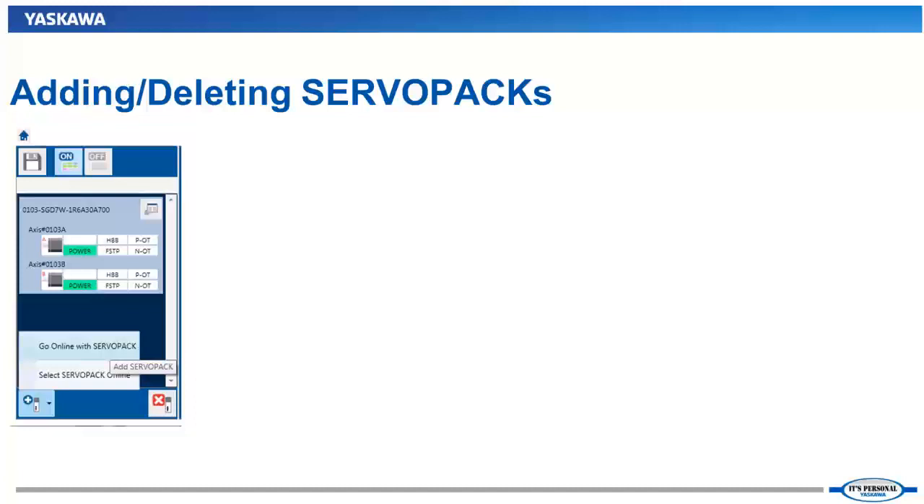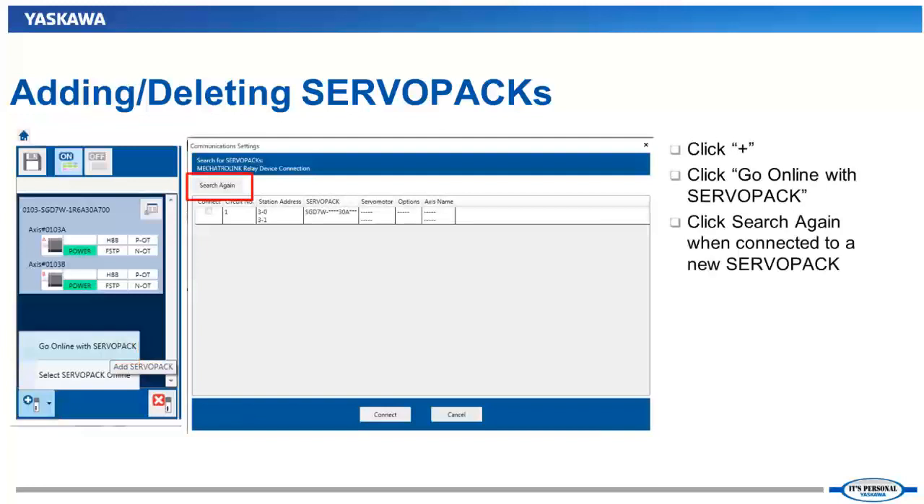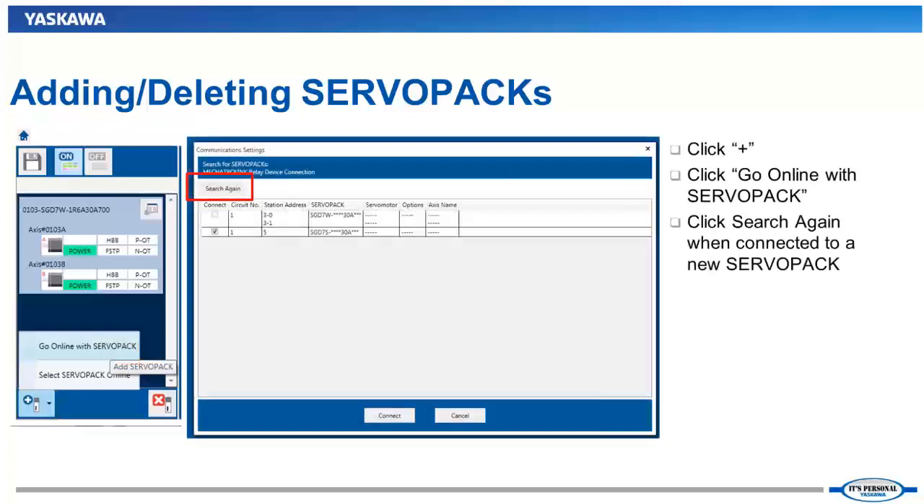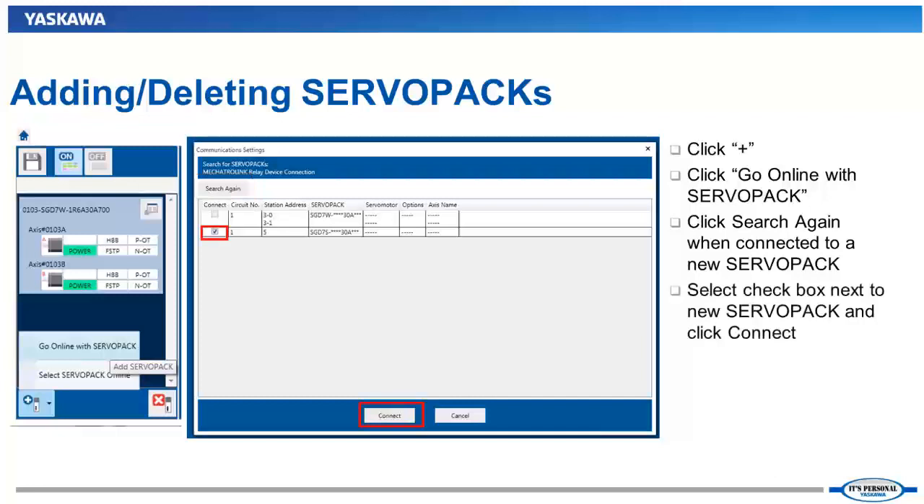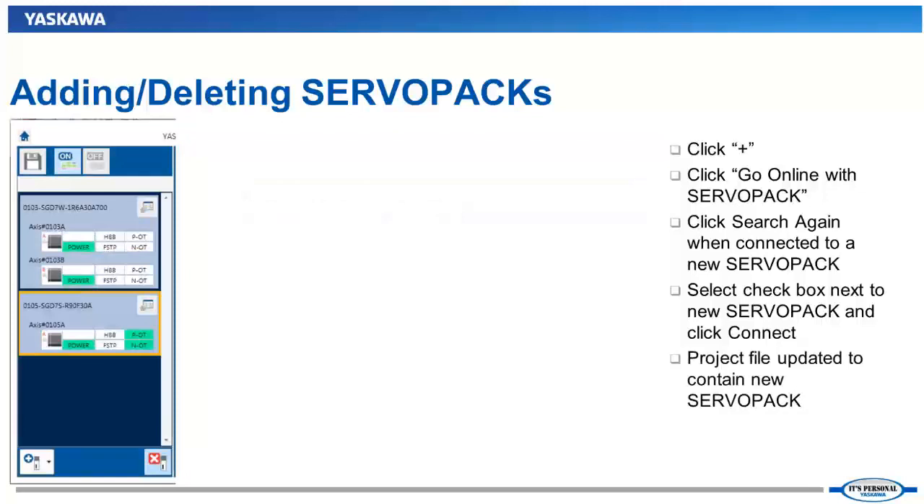Also, if you're only connected to 2 axes and you want to add a third to your project, you can. Down at the bottom left, there is this plus button, and then you can click Go Online with SERVOPACK, search again in the top left, and hopefully when you search again you find that axis that you were looking to add, and then there'll be a checkbox next to it, so make sure to select the new SERVOPACK and hit Connect, and then it will be added to your project.